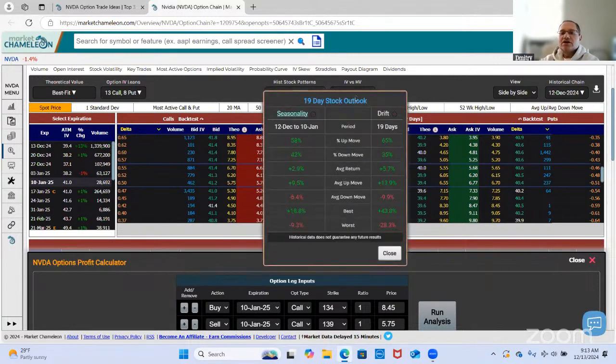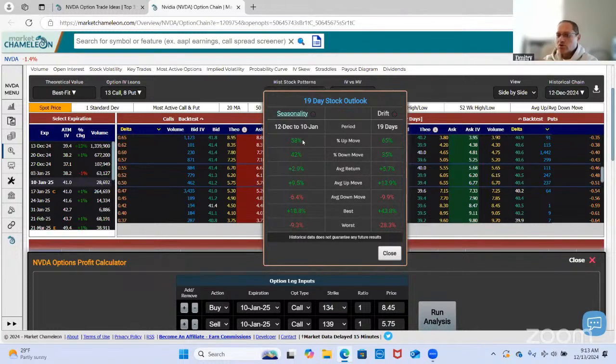And here we have a 19-day stock outlook based on history. So you can see here, there's a seasonality and then a 19-day drift. So 19 days of stock trading, what does the stock tend to do? Or we could look at seasonality. Instead of 19 days, we just look from December 12th, because that's yesterday's close, to January 10th.